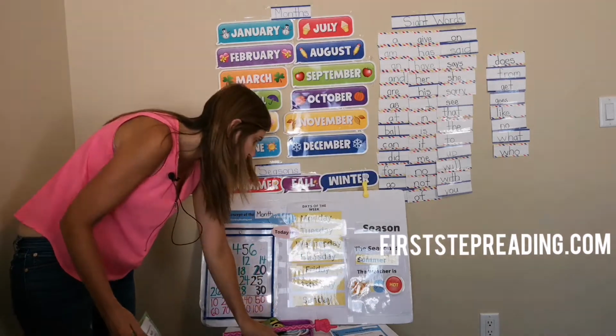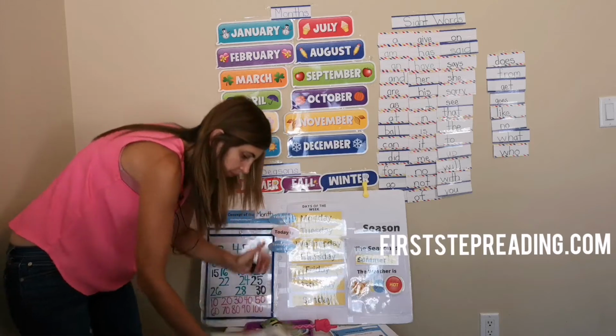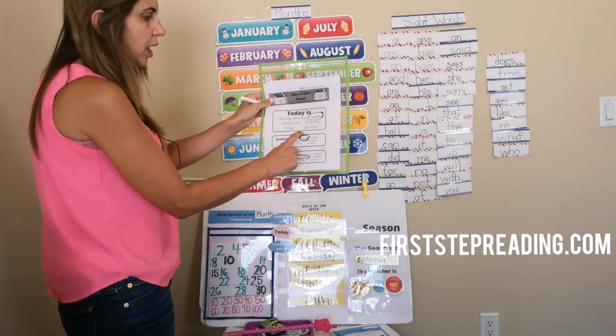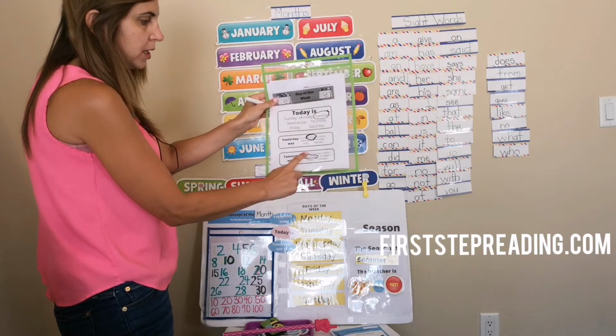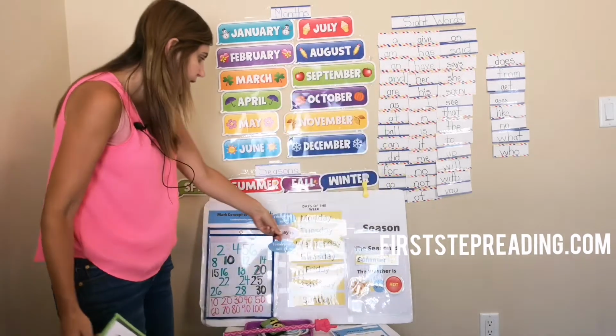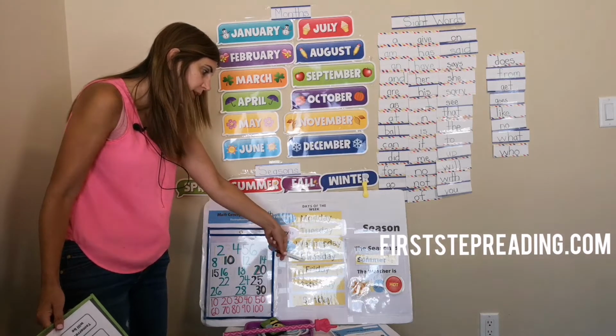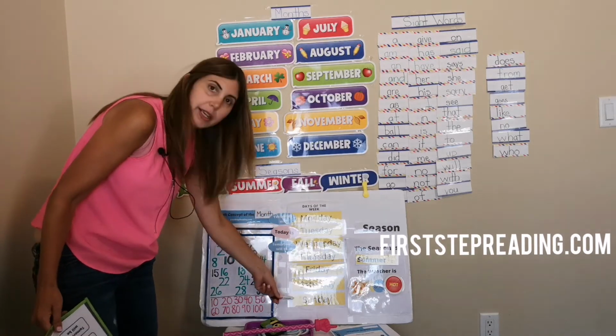Tomorrow's going to be Wednesday. So we circle that. So it should look like Tuesday, and then the next answer is Monday, and the next answer is Wednesday, right? Today is Tuesday, then yesterday was Monday, and tomorrow will be Wednesday. And these are our 7 days of the week.